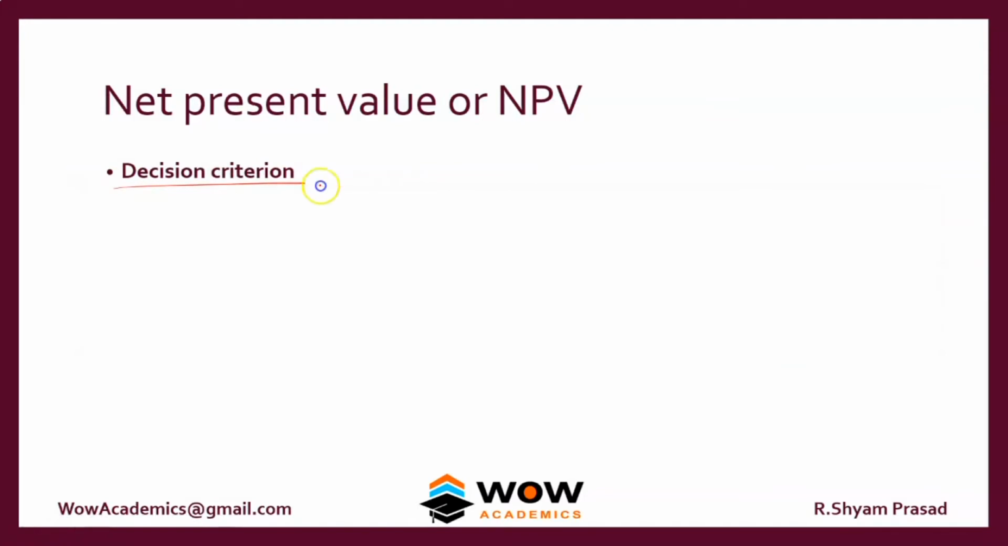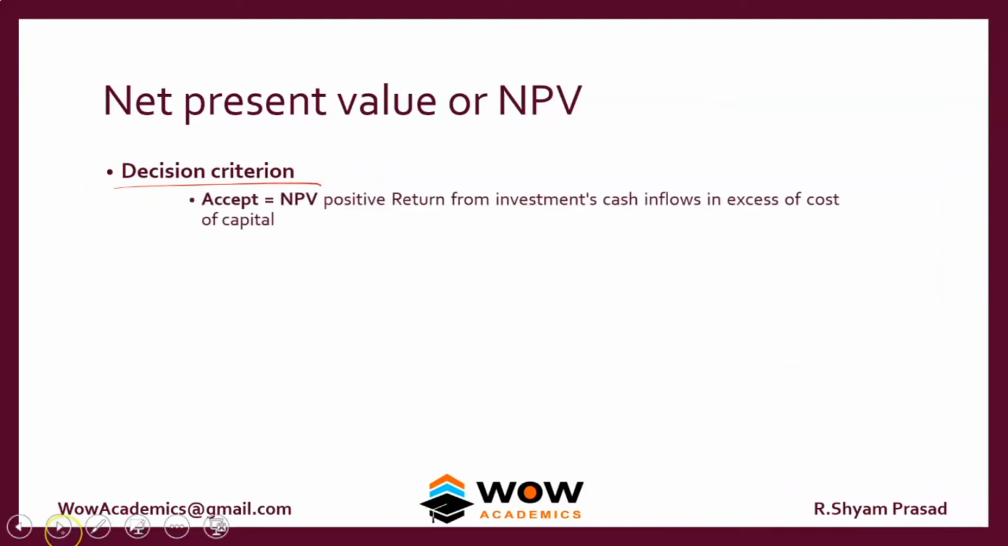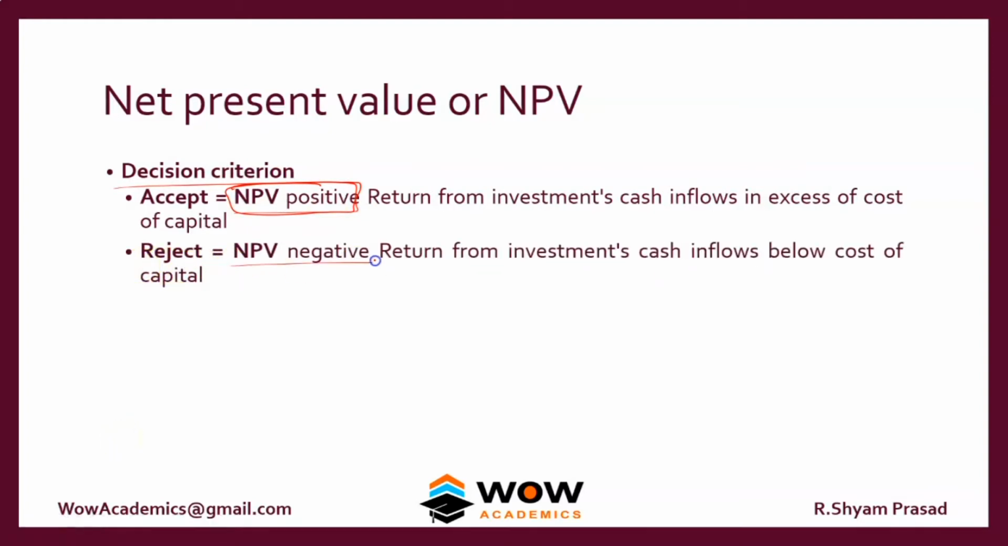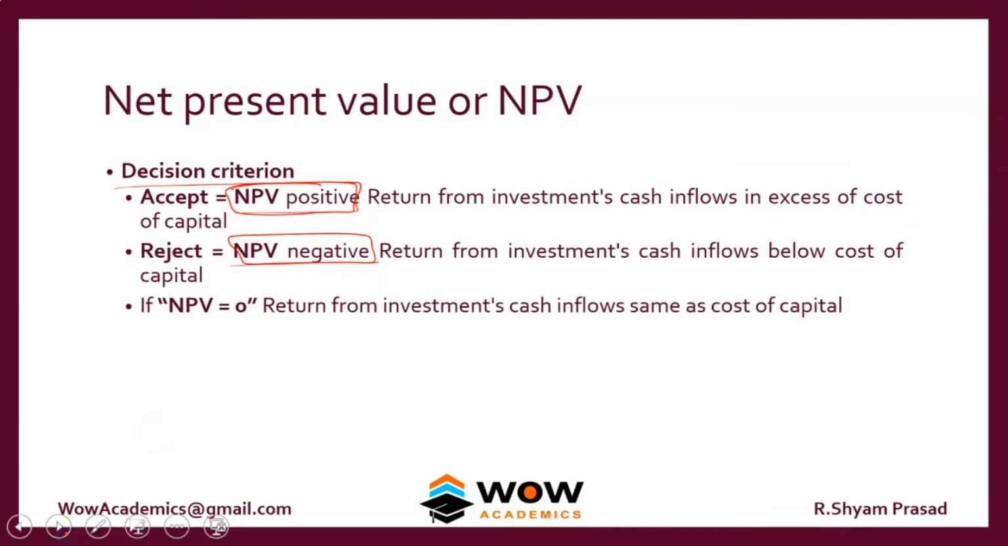So we'll see the decision criteria for NPV. We have to accept any project which gives a positive NPV, and whichever gives us a higher NPV, that is the best project. We have to reject all the negative NPV projects. If an NPV comes to 0, that means that the cost of capital and the cash inflows discounted are the same, so still we will reject it.